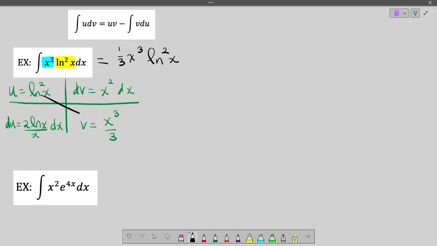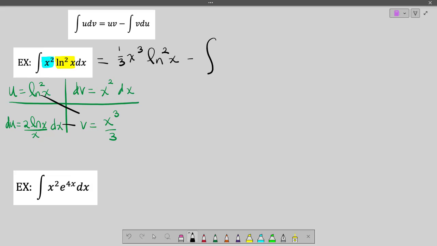If you don't like the look of that thing, you put natural log of x quantity squared. If that just freaks you out, write it as natural log of x quantity squared like all the other books. I don't know if this is a new trend. I haven't looked at many books lately. So uv minus the integral of v du. V du is the bottom row here.